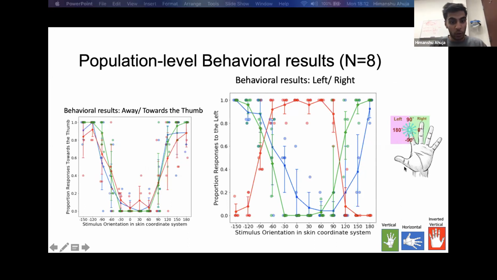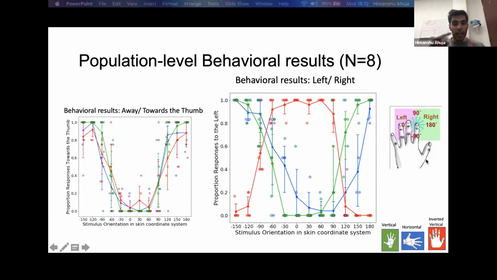So the left cases were also the cases which were away from the thumb, and the right were the cases which were also towards the thumb. In the inverted vertical case, we see a direct inversion. What was away from the thumb becomes right instead of left. So the vertical condition is a total opposite of the inverted vertical condition, and that's why we see total inversion there.